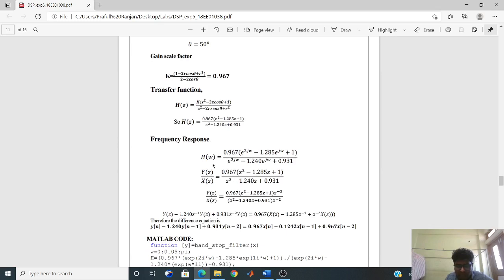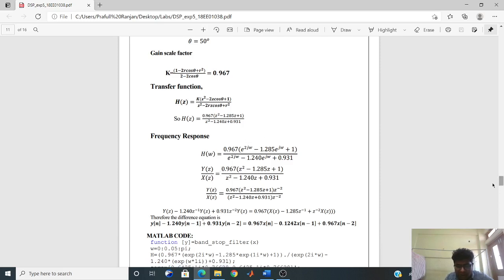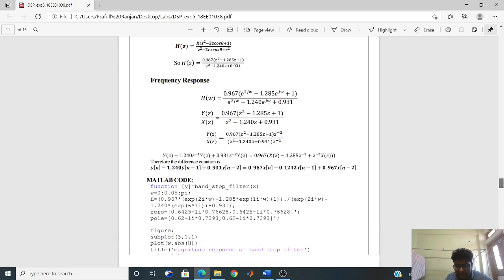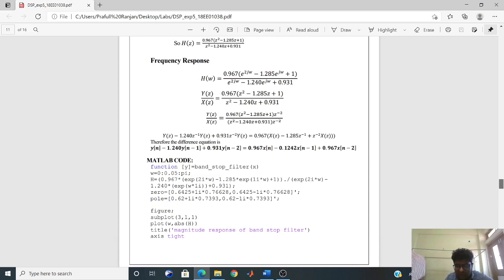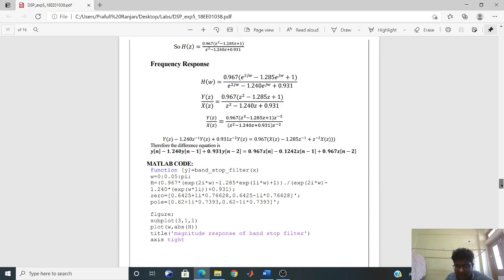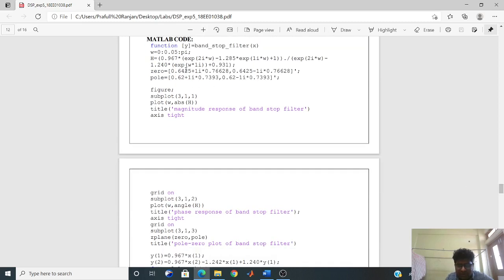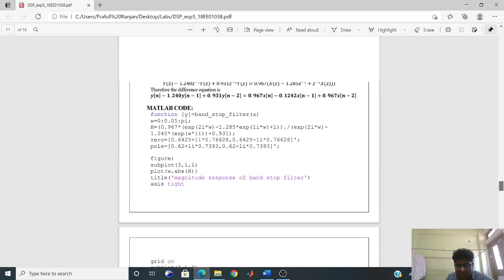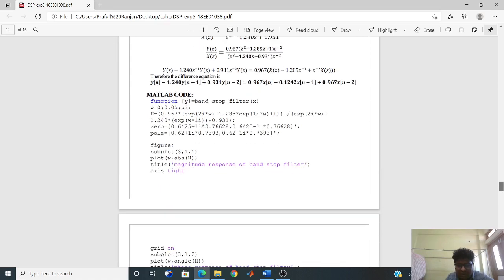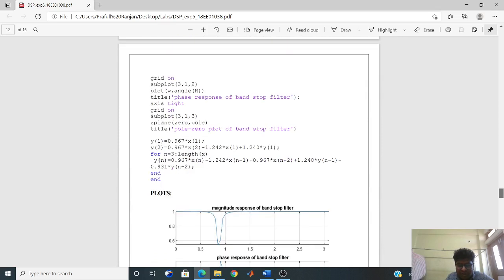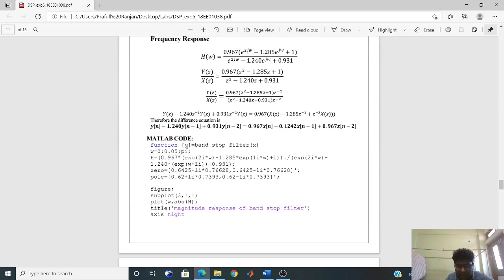The same thing I have used in the transfer function and got the transfer function. For the frequency response, I have put z equal to e to the power j omega, and got the values. For the difference equation, I have used the same concept: it is already in Z transform form, and after that I have taken the inverse Z transform, and this is the band stop filter's code. I have written the same thing as before. I have just used these calculated values and equations in the code, and I have subplotted them, and this is the output which I am returning.